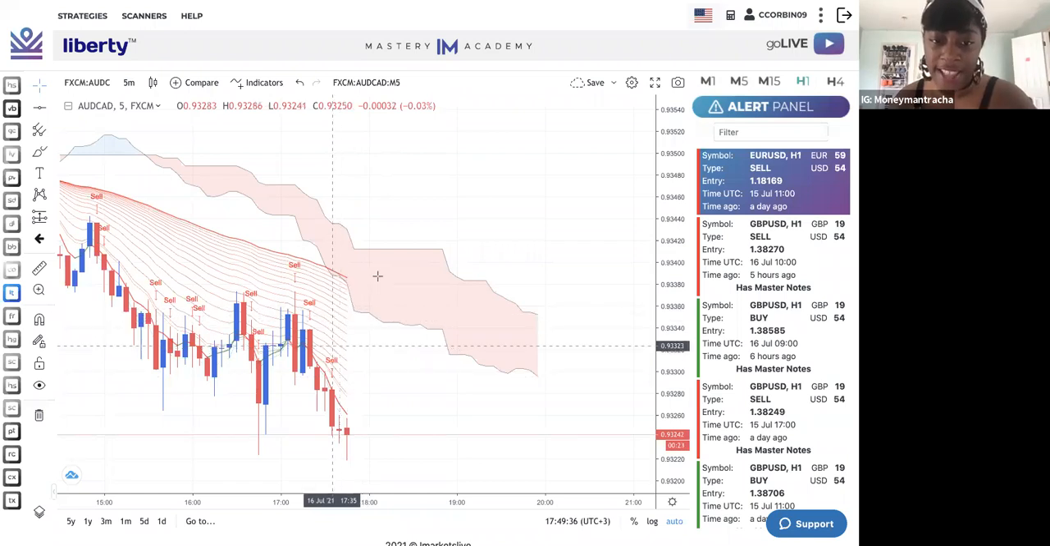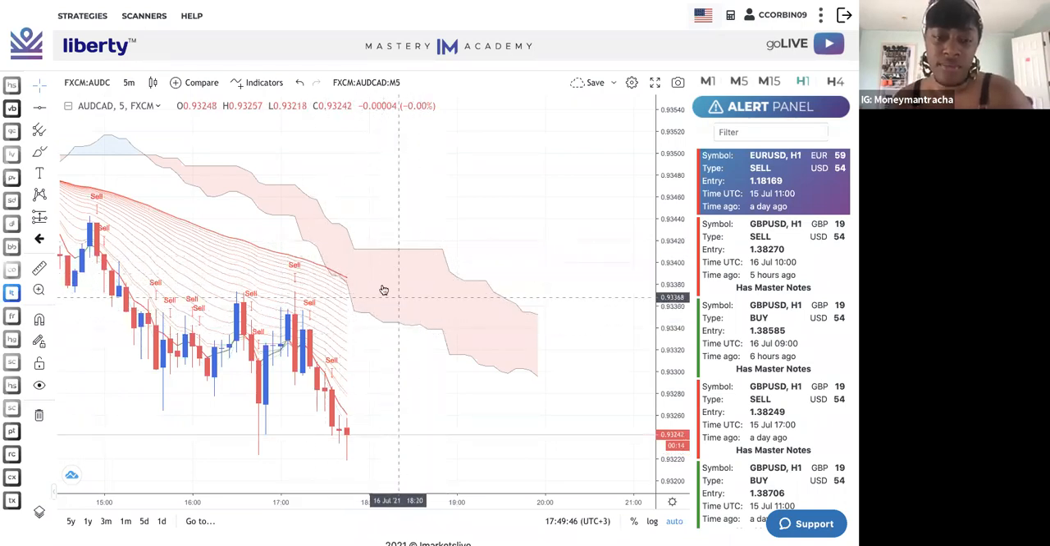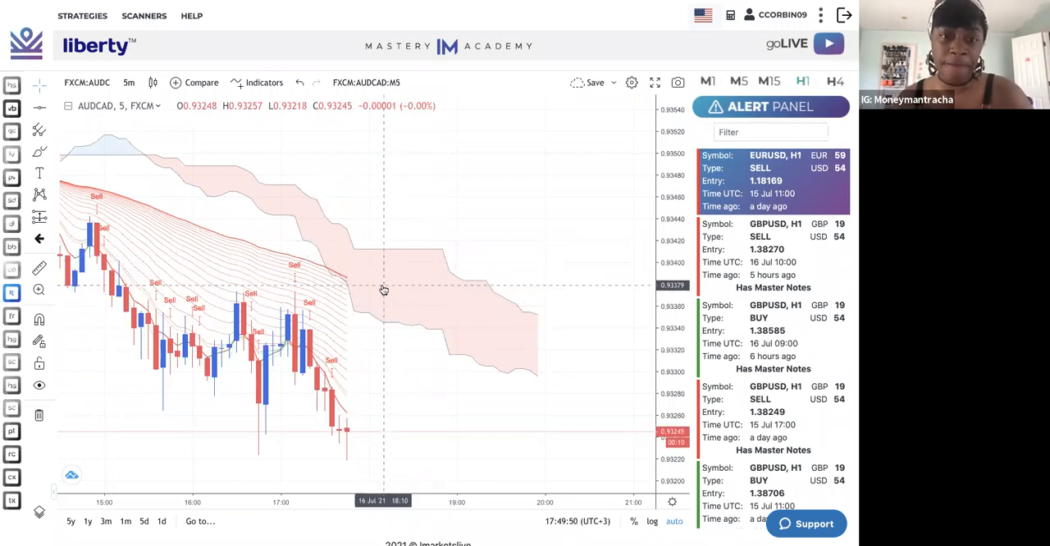The second question would be, are the candles under the lines and the cloud? Because it has to be under both in order for this strategy to be valid. And then the final question will be, what color is the cloud? If the cloud is red, obviously that's for the sell. If the cloud is blue, that's for the buy.